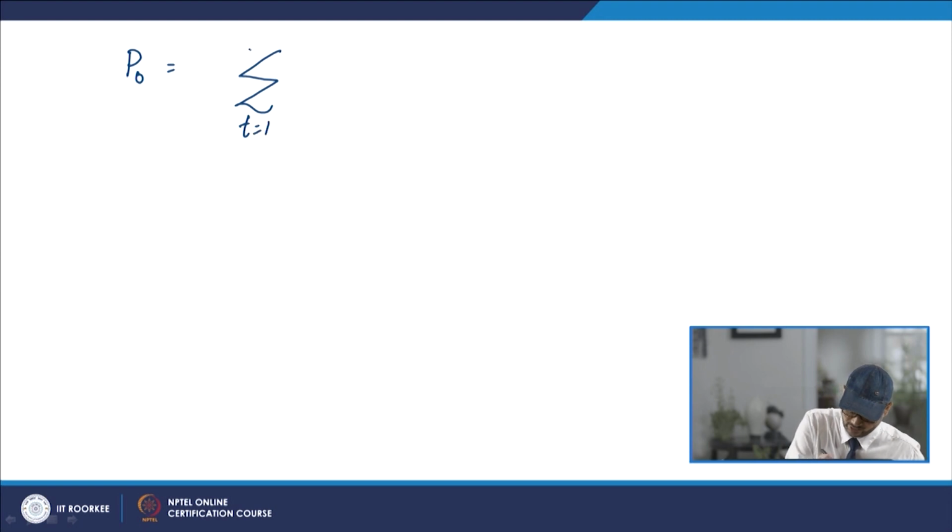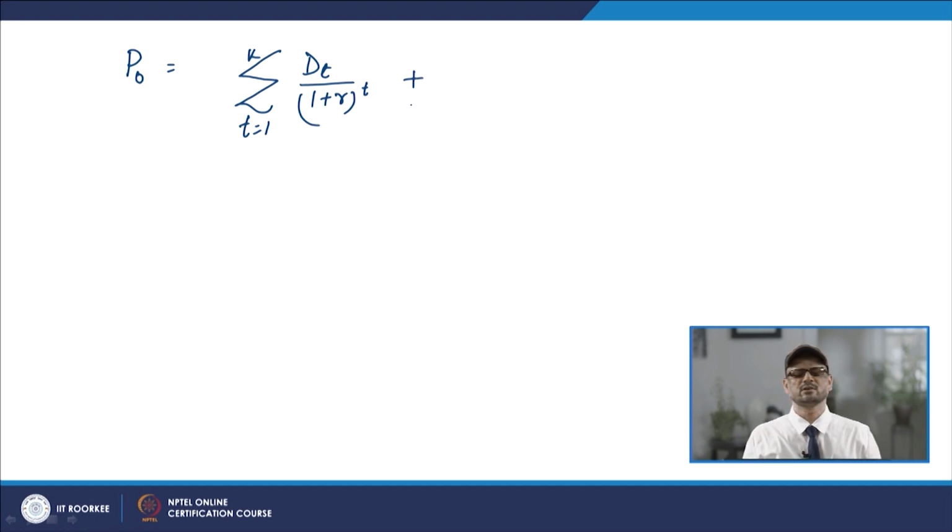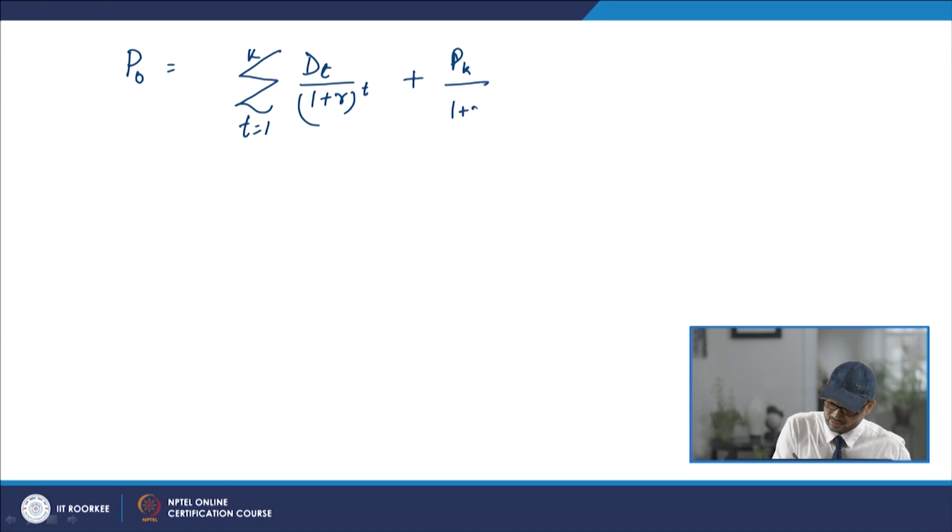We had seen these derivations for P naught, the current price of the stock. It will be the summation from t equal to 1 to K of dt divided by 1 plus r raised to the power t, and then there will be a separate term for Pk, that is Pk by 1 plus r raised to the power k. So, that is what was there.